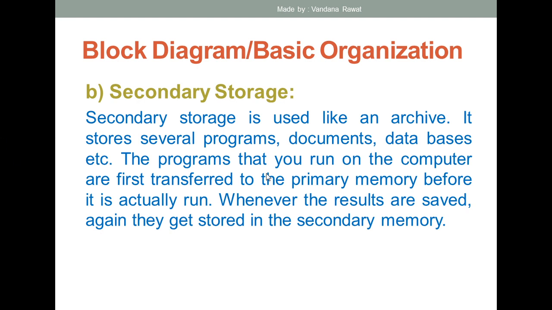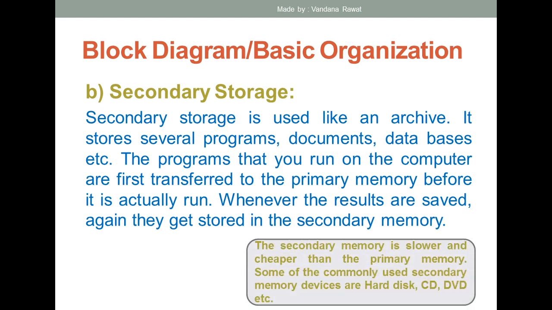That means the programs that you run on the computer are first transferred to the primary memory before they actually run. Then whenever the results are saved, they get stored in the secondary memory. Once the process is being executed, it remains in the primary memory. But whenever we want to save it permanently, only then does the concept of secondary memory come in. So I hope it is clear to everyone.